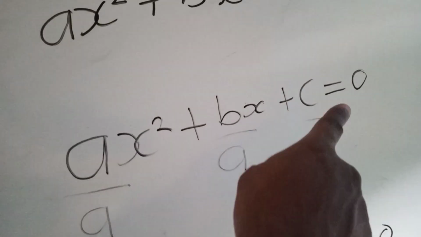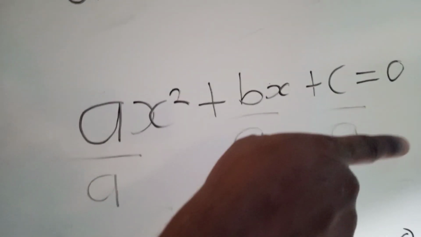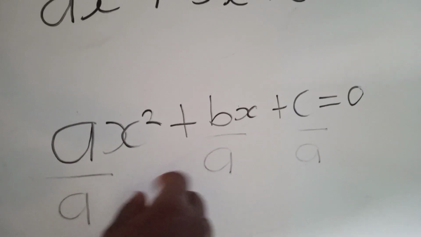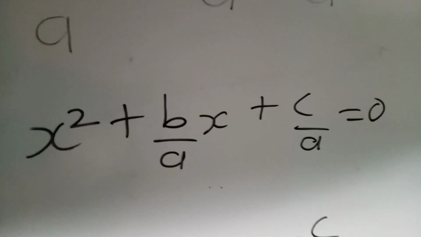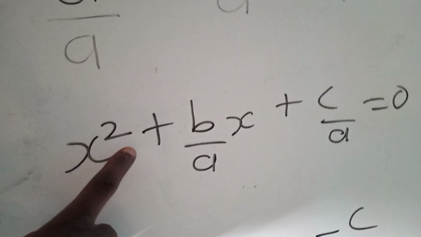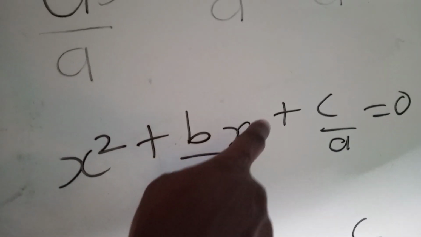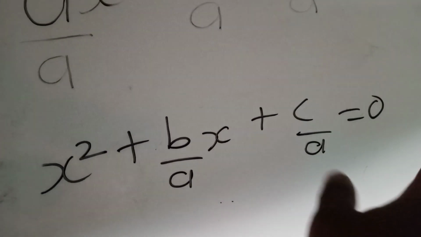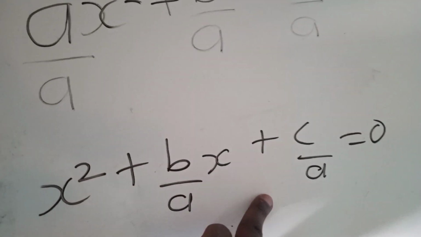But remember, when you have 0 over any number, it gives you 0. So we don't even have to bother ourselves. So equals 0 is also there. Now, after dividing through by a, you get x squared plus b over a x plus c over a is equal to 0.